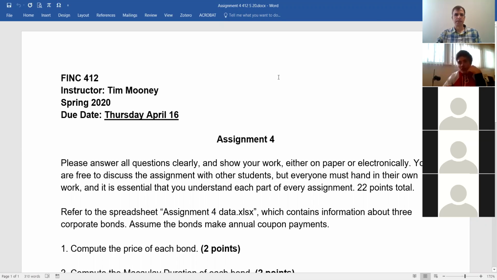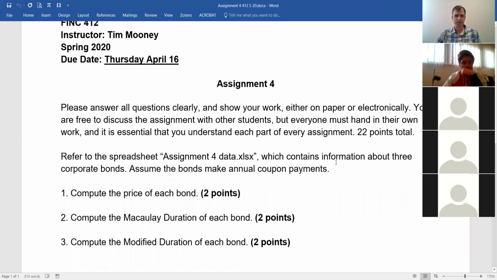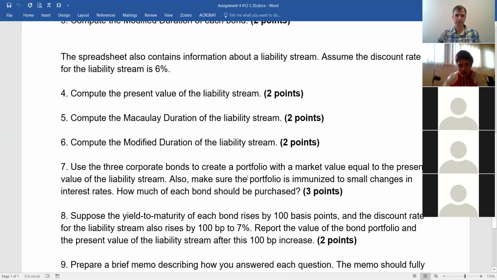Can I ask you one question, Professor? Yeah, sure. So I'm having a hard time with this part here. So basically, it says here to make a market value of the portfolio equal to the present value of the liability stream. The thing is, my present value of my liability stream is around 30-something million. And then the price that I came up with for each of the bonds is like $900. So it's really hard to make it match.